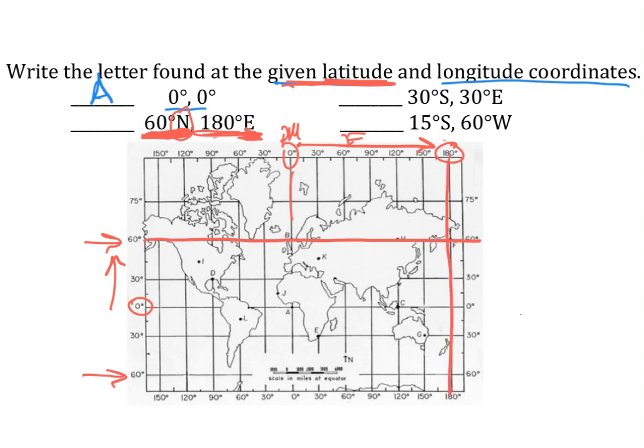So wherever those two lines cross, it's kind of like making a graph. Wherever those two lines cross, that's my letter. And again, I can't see it, so I'm going to erase a little bit. That is letter F. So hopefully this is making sense to you. What I would do is pause the video, see if you can do these last two on your own, and then start the video back up and you can check your answers.